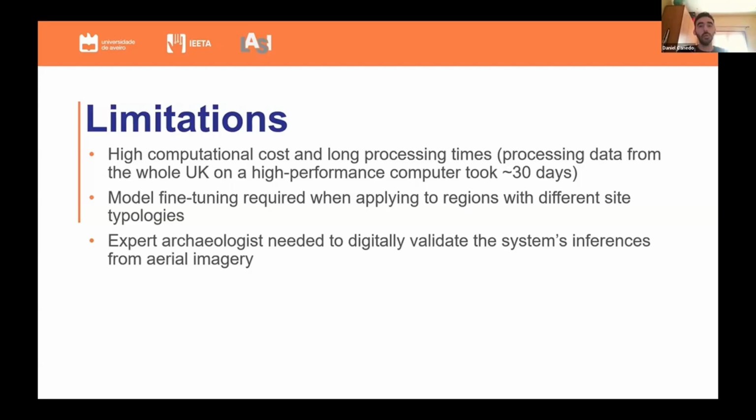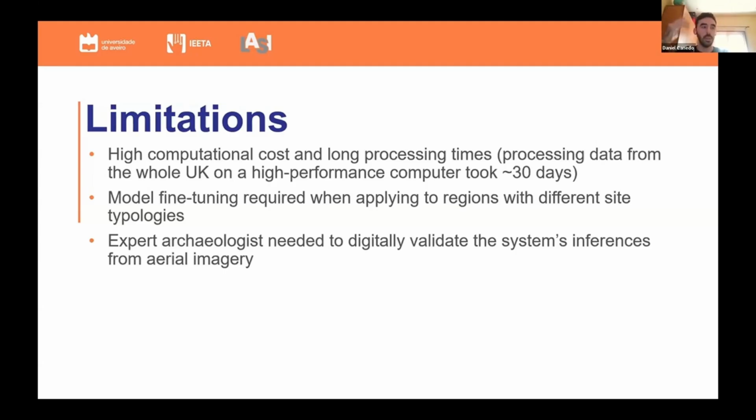Model fine-tuning is required when applying to regions with different site typologies. The model was first trained on Spanish and Portuguese data, and then when we wanted to apply the same model to the UK region, the performance dropped because the landscape in the UK is quite different, and even the hillforts are a bit different from the ones we have here in Portugal and Spain.